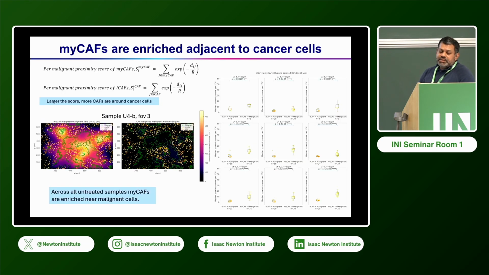Then I asked about the spatial distribution of MyCAF and ICAF with respect to cancer cells. To do that, I calculated the proximity score for MyCAF and ICAF. In this case, the larger the proximity score, the more CAFs are within cancer cells. We can see the MyCAF proximity score is higher than the ICAF proximity score, indicating that across all untreated samples, MyCAFs are enriched near cancer cells.